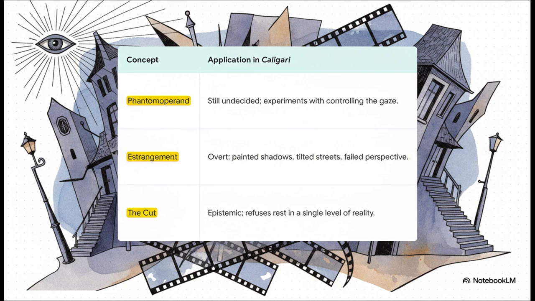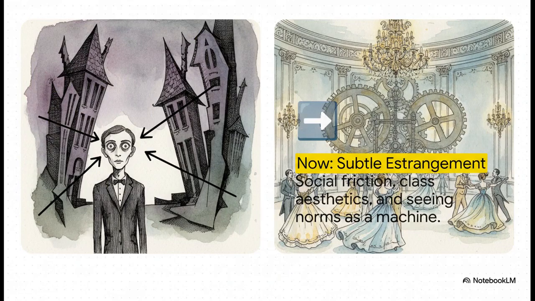The film is literally testing out how to control our gaze. It does this with really obvious estrangement. I mean, those sets and shadows make the simple act of seeing feel strange, almost like a chore. And the cut? It isn't just for pacing. It's epistemic, which means it's about knowledge. It constantly messes with reality, never letting us get comfortable. So, Caligari showed us perception as a form of coercion, right out in the open.